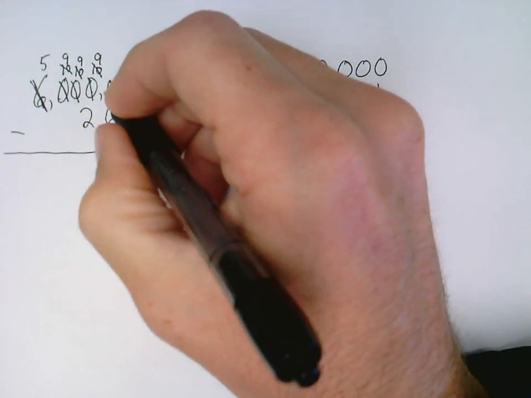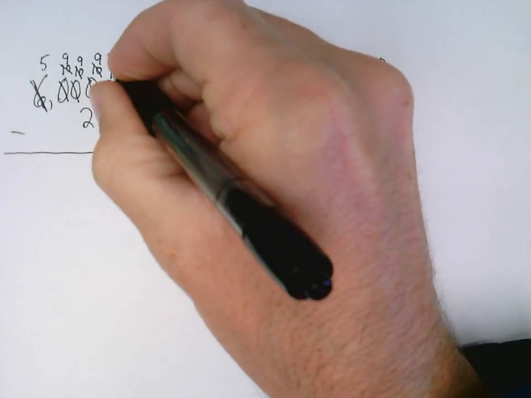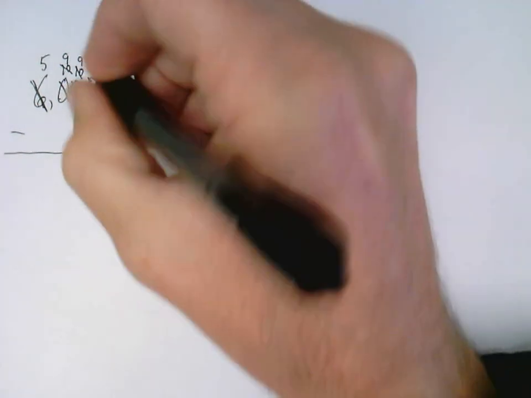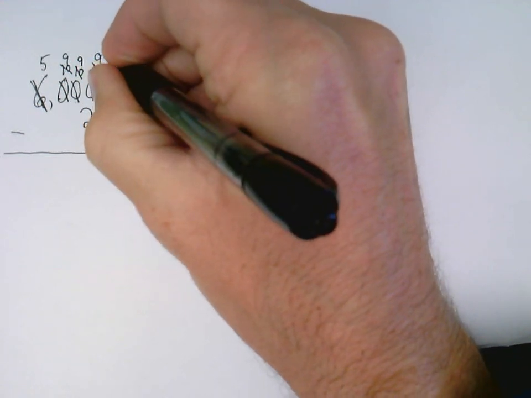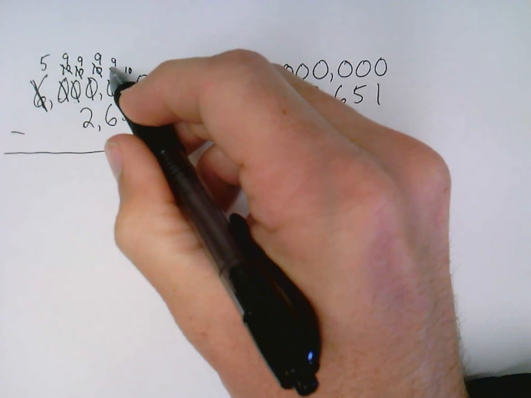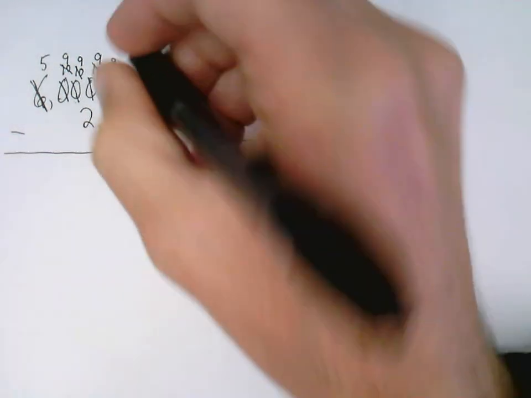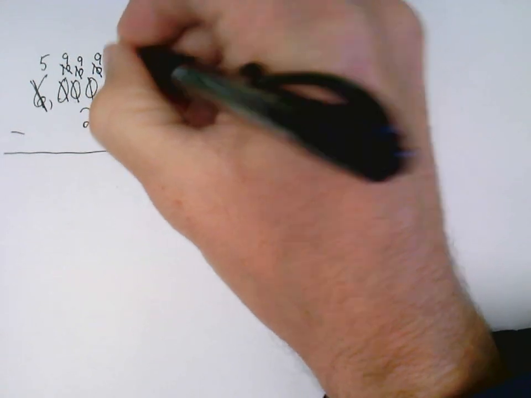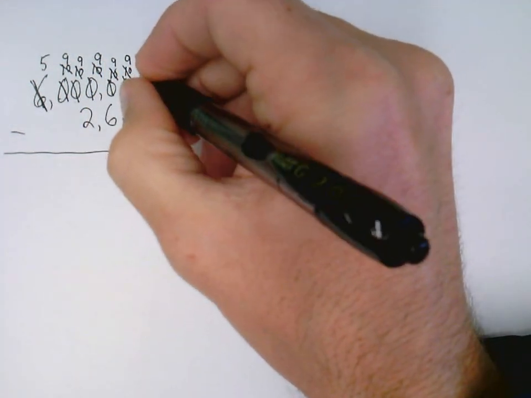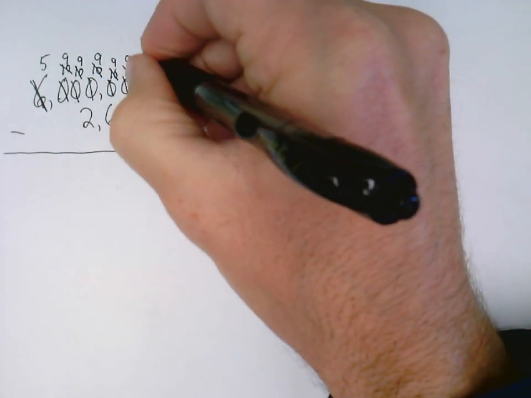That 1 thousands place that I took is worth 10 hundreds. Then I take one of those 10 hundreds and put it in the tens place. 1 in the hundreds place is worth 10 in the tens place. I take one of those tens and I give that 10 to the ones place.